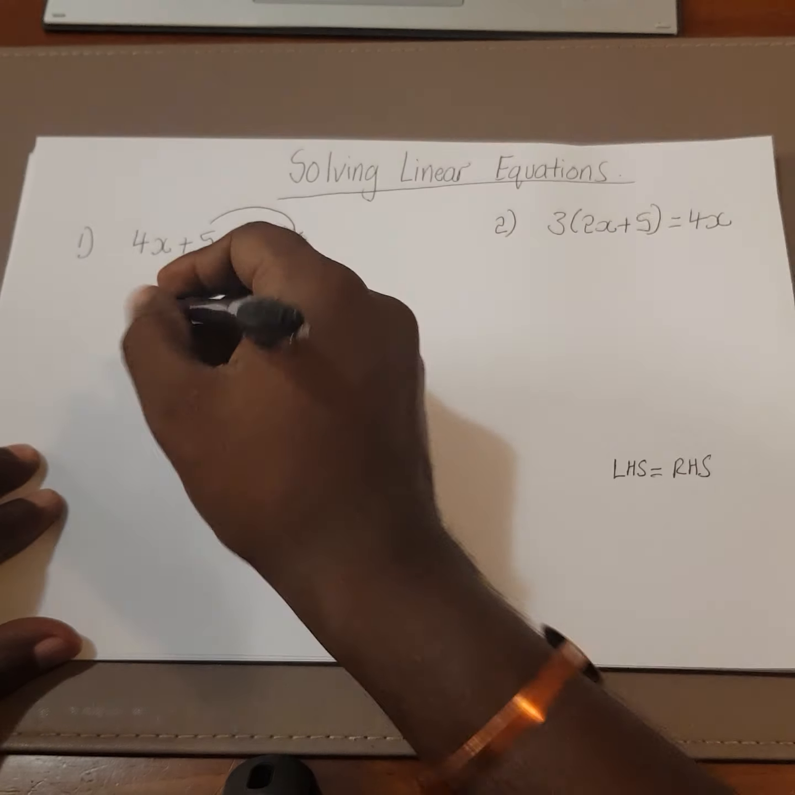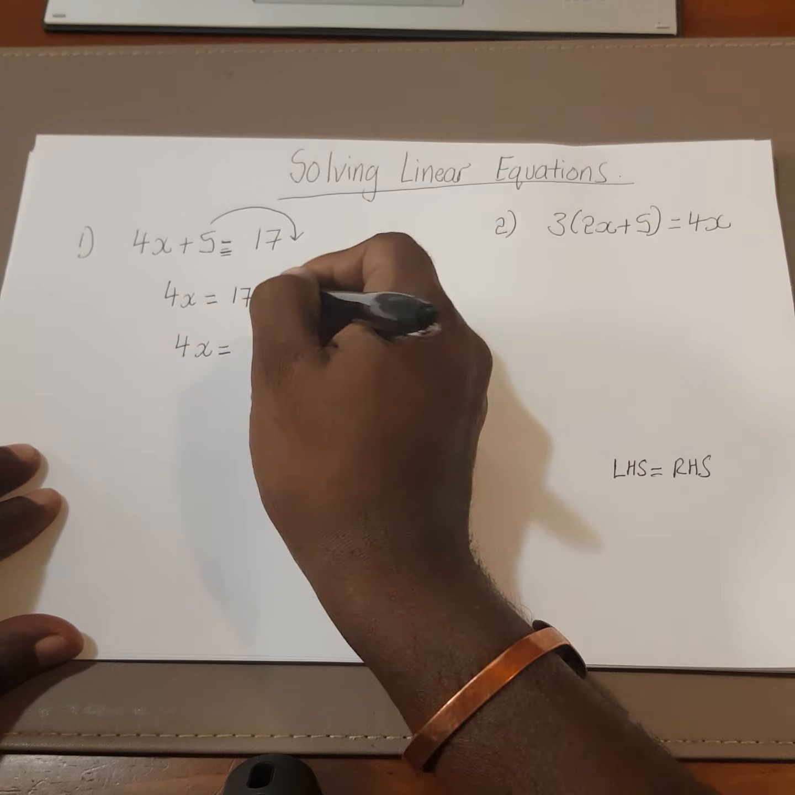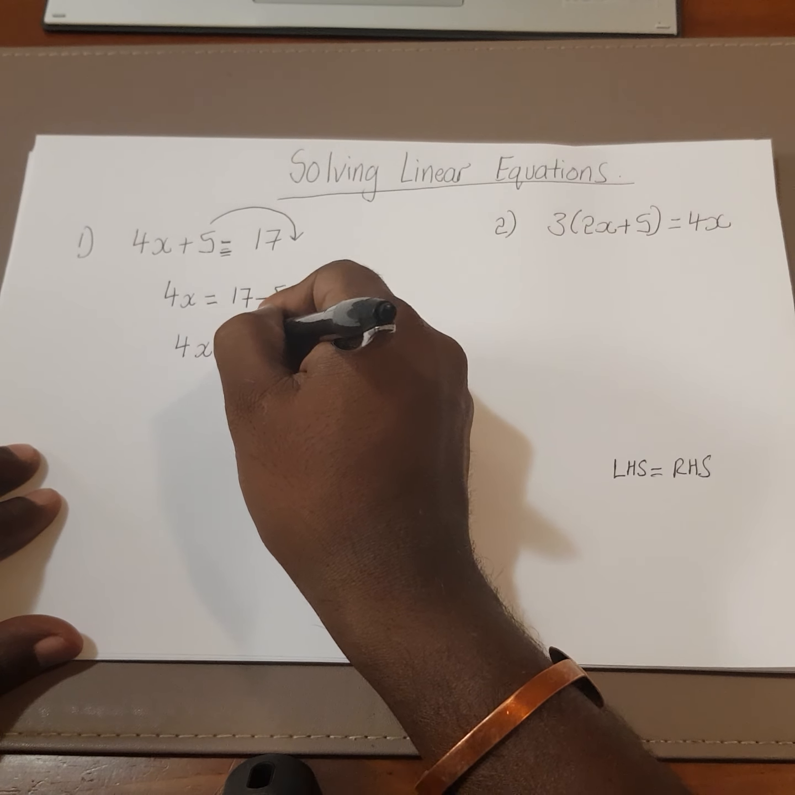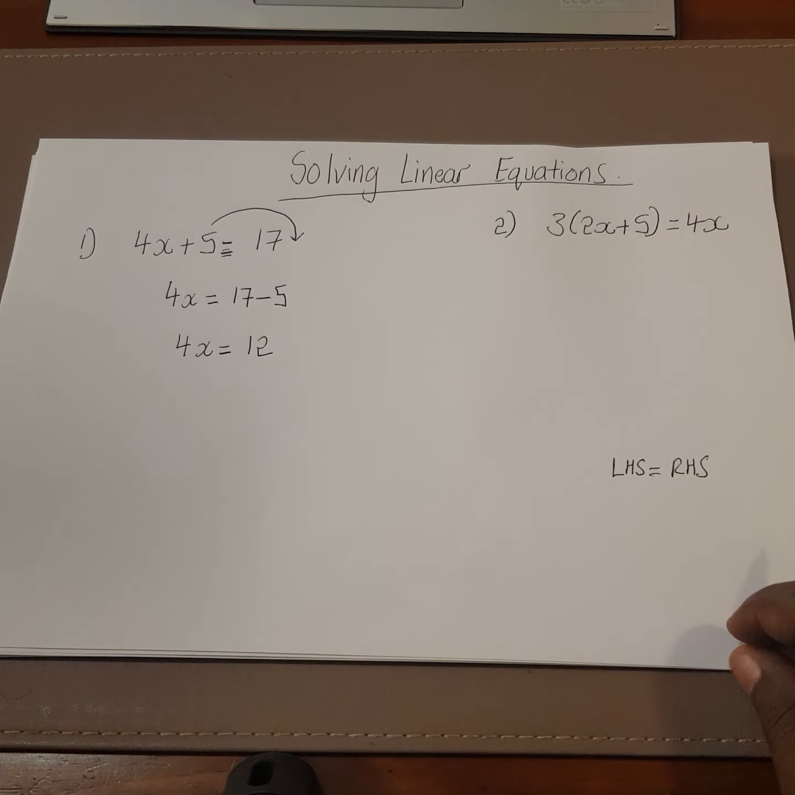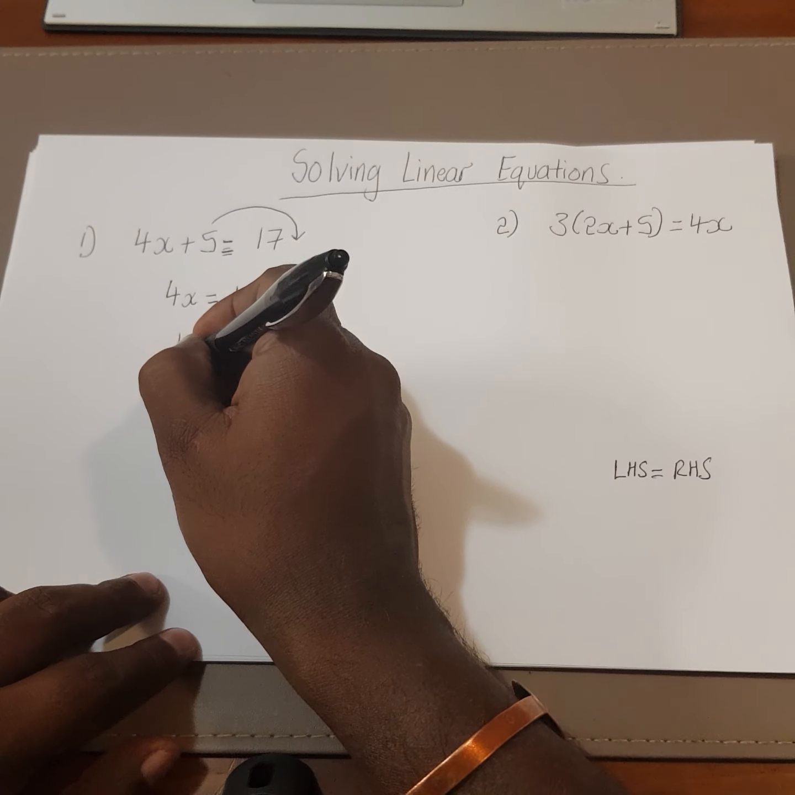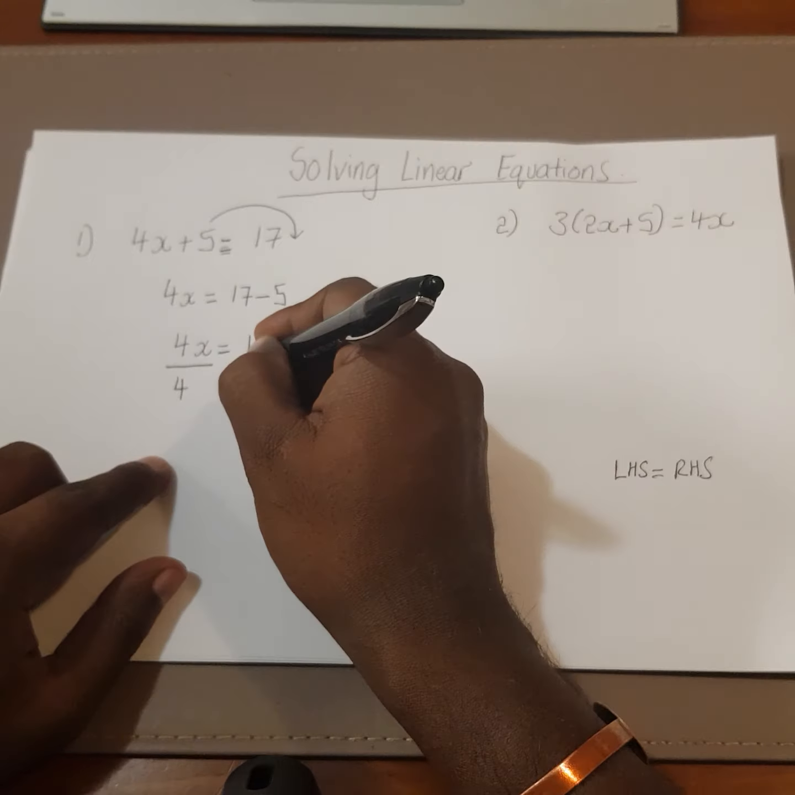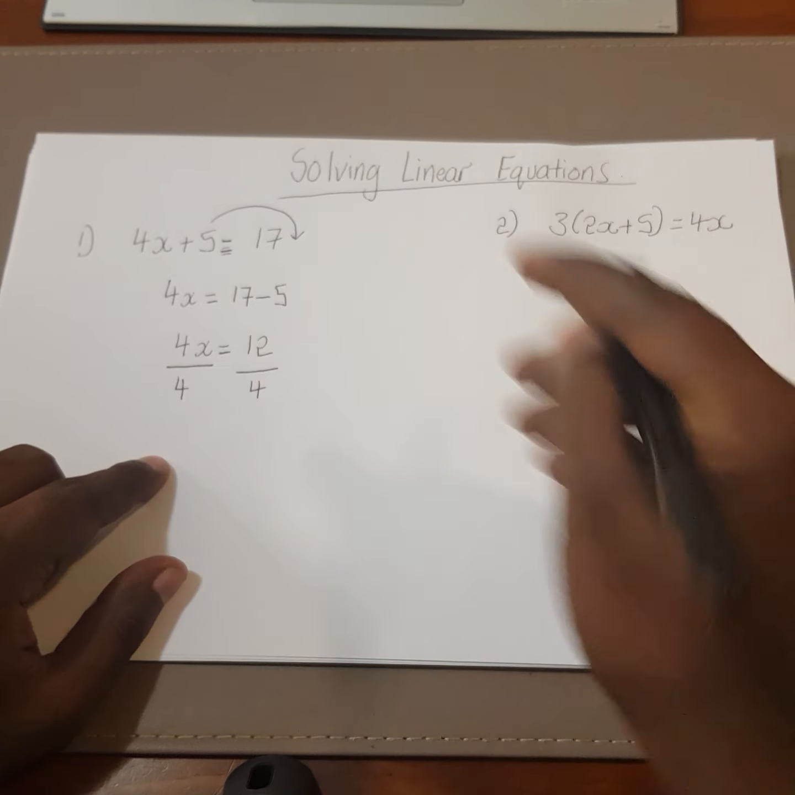So what do we have here? We've got 4x is equal to 17 minus 5, which becomes 12. So 4x is equal to 12. What do we need to do? The question asks what is the value for x. So we divide by 4, because we want to get the x. And what do we do here? We also divide by 4.